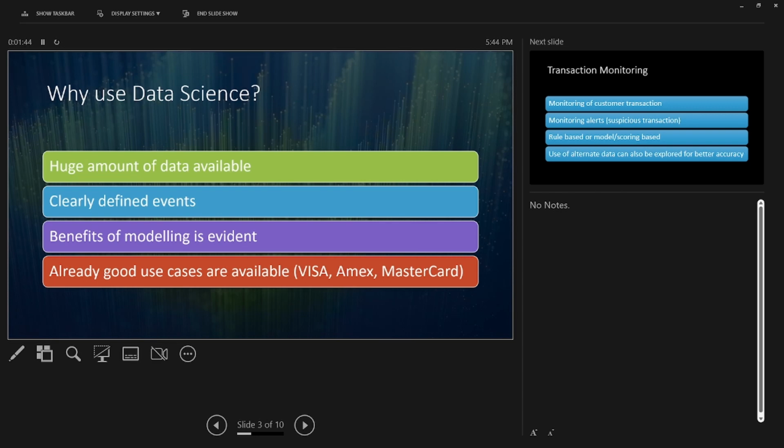And because there is a huge amount of data available with the banks when it comes to transactions, savings, and customer information, it is easy to build data science models that can be used to combat financial crimes. And the events of financial crimes are very well defined, so it is easy to build models where the event or the problem is well defined. And the benefits of modeling are already evident in many other areas of finance, such as credit modeling, customer analytics or market risk modeling, right? So it is not a new thing for most banks and payment companies.